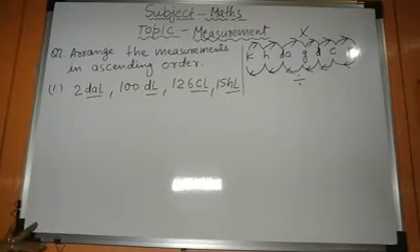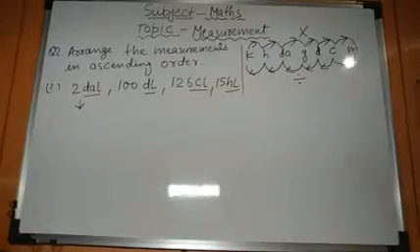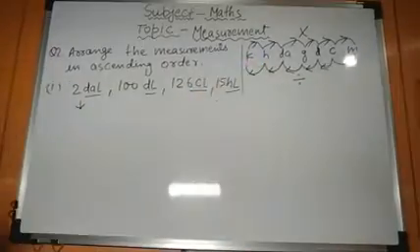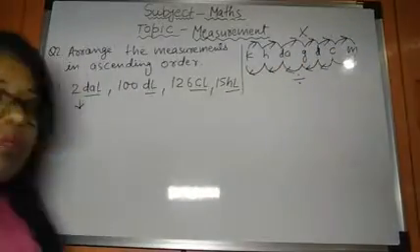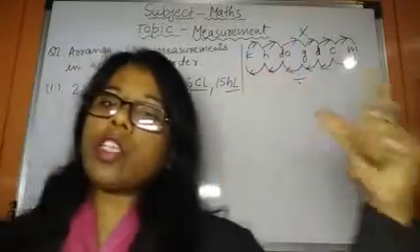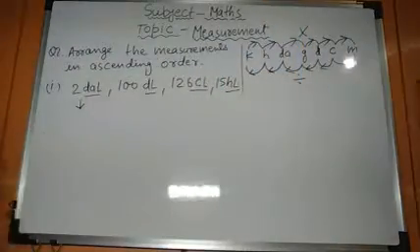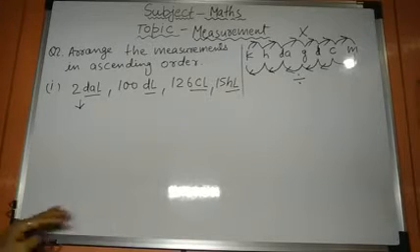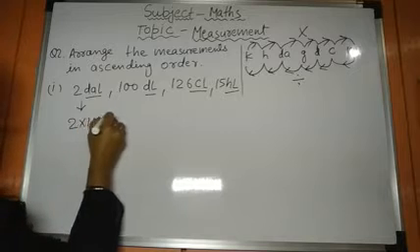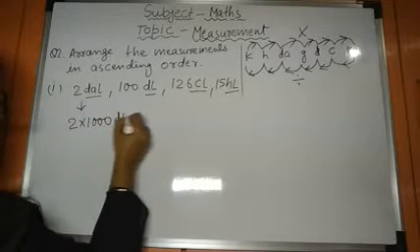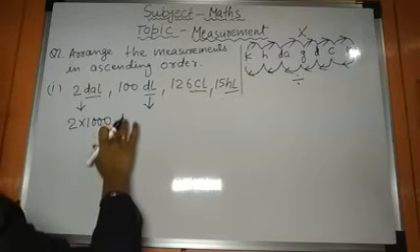So 2 decaliter to centiliter. If we convert 2 decaliter to centiliter, how many jumps? 1, 2, 3. From bigger unit to a smaller unit, you have to multiply. Now, decaliter to centiliter, 3 jumps are there. So, 2 will be multiplied by 1000.